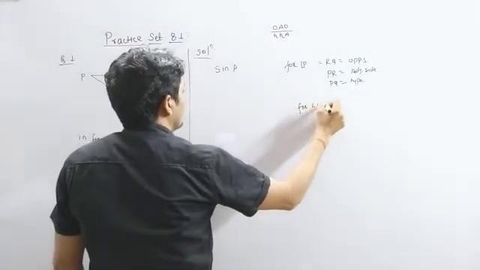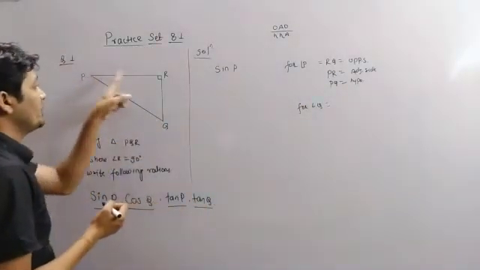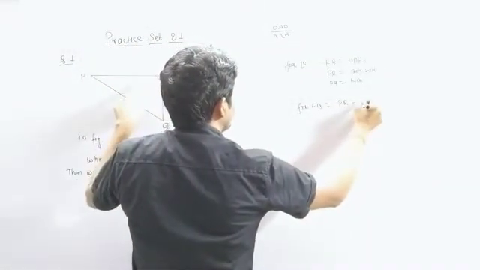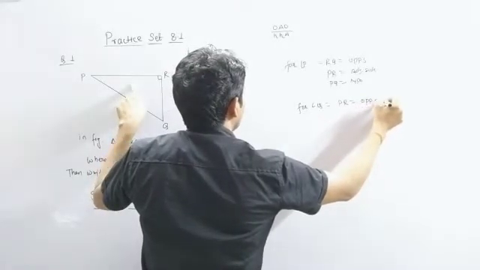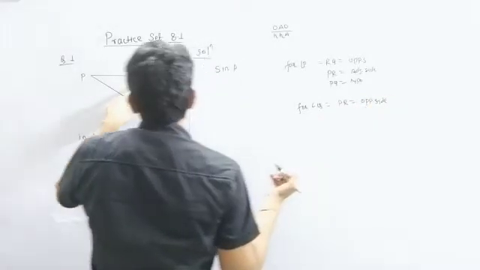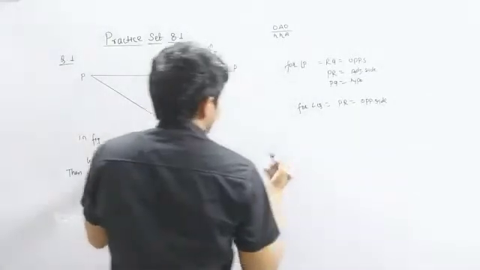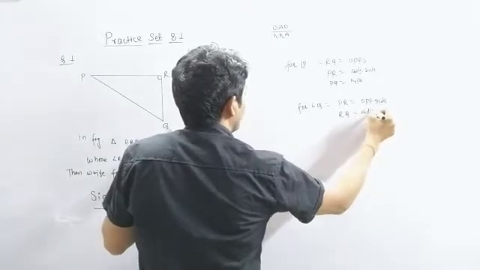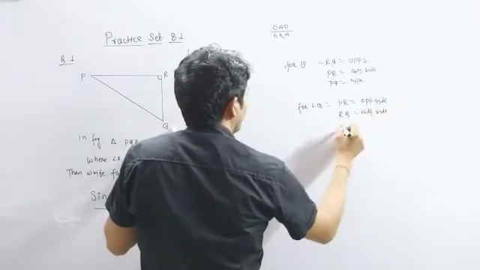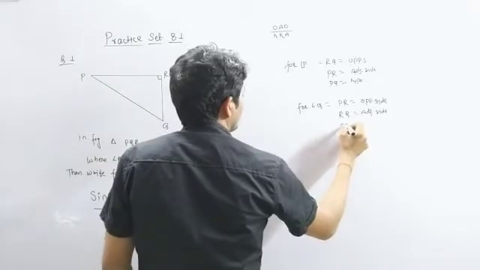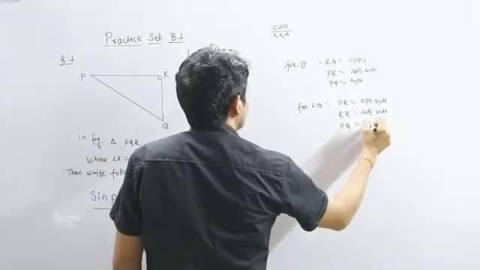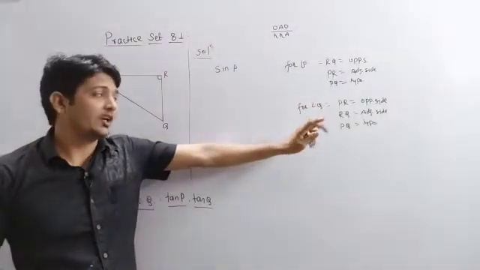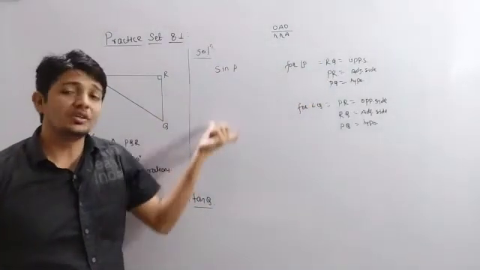For angle Q, PR will be the opposite side, RQ is the adjacent side, and PQ is the hypotenuse. Write that side by side so that you can derive formulas for all the ratios.